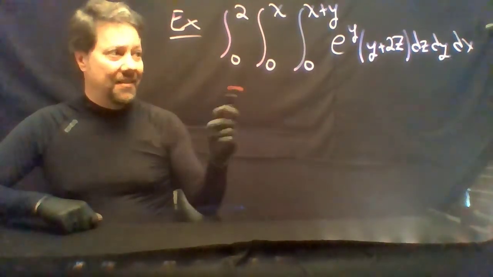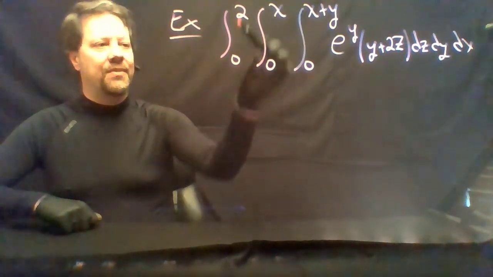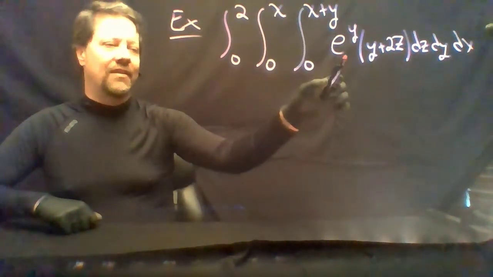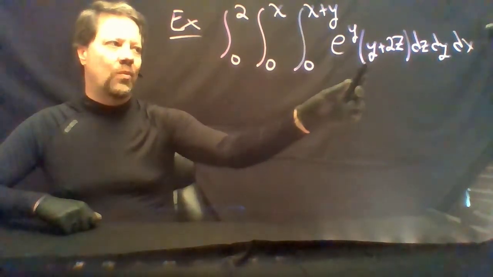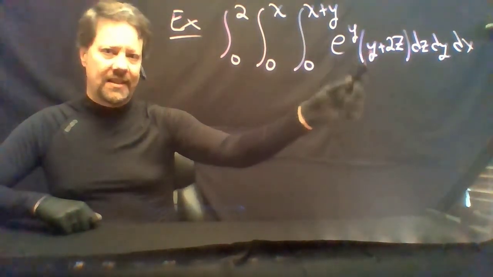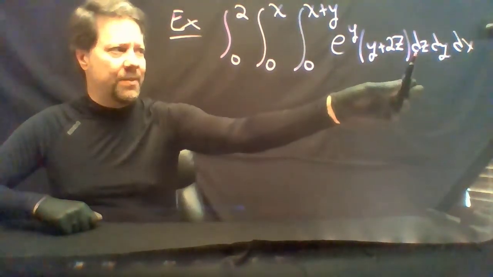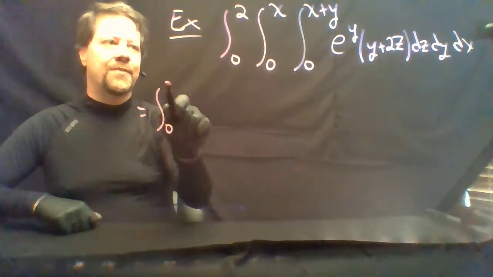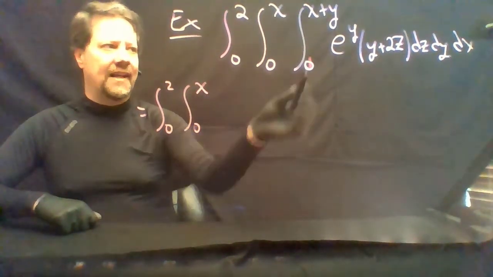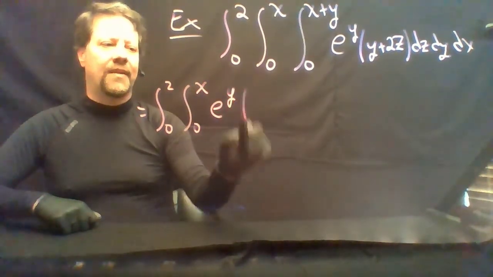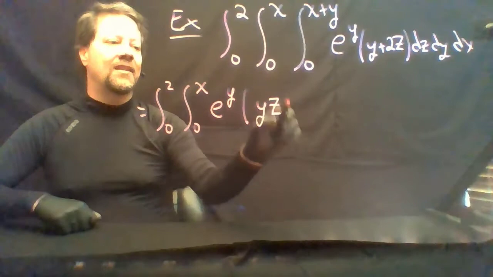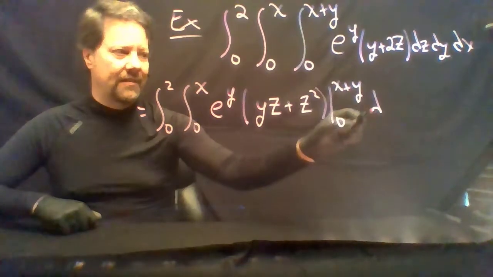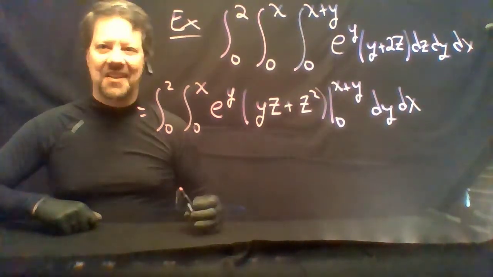I would like to calculate the following triple integral. The integral from 0 to 2, the integral from 0 to x, the integral from 0 to x plus y. The integrand is e to the y times the quantity y plus 2z, and then times dz dy dx. We integrate with respect to z first. Everything not involving z will be constant. We'll have the integral from 0 to 2, the integral from 0 to x. E to the y is coming along for the ride. We'll have yz plus z squared evaluated from 0 to x plus y, dy dx.